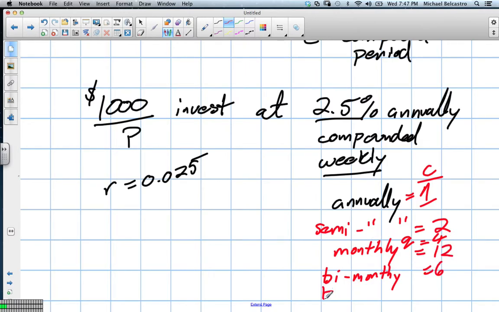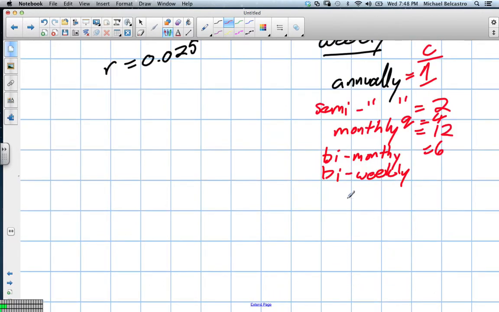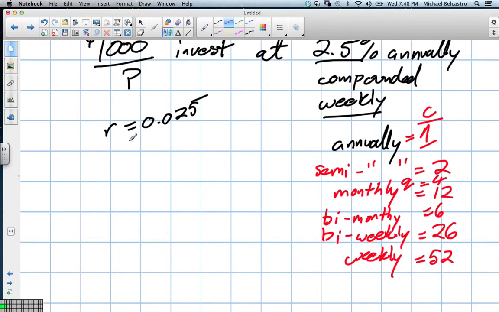Then you've got bi-weekly, which, let's figure out weekly before we figure out bi-weekly. Weekly, how many weeks in a year? Do you know? It's 50. Wait. Oh, yeah. It's 52 weeks in a year. So then bi-weekly would be half of that, which would give us 26. So here's kind of a list of the things. In this case, we're weekly. So in other words, our compound period C is equal to 52 times.